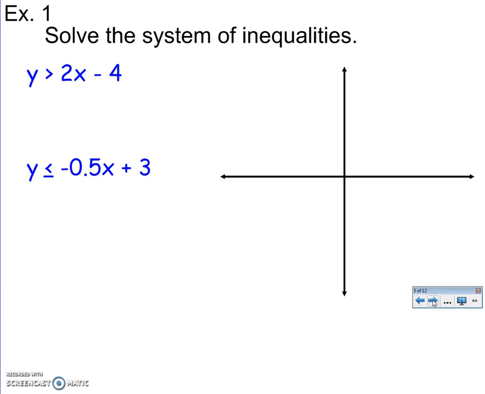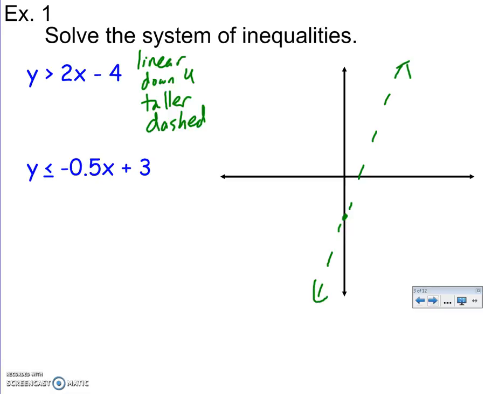So here's the first one. Y'all know how to sketch these. We know that this first one is linear. We know it is down 4. We know it is taller. And we know it is a dashed line. So I'm going to sketch that. I'm going to start at down 4, somewhere over here. Taller, regular diagonal line. So there's my line. I forgot shading.